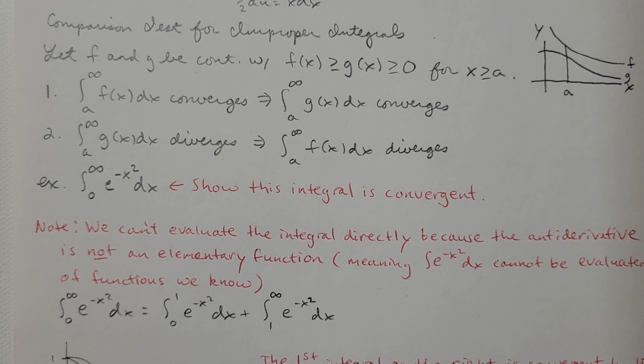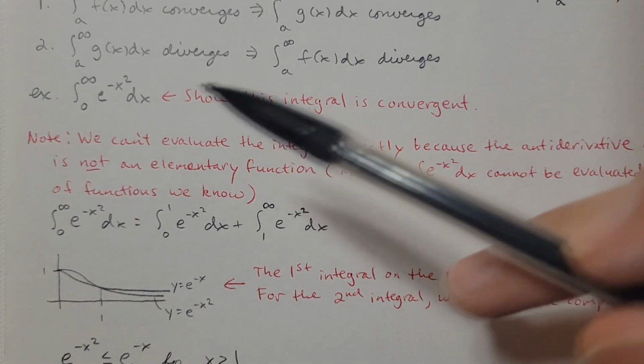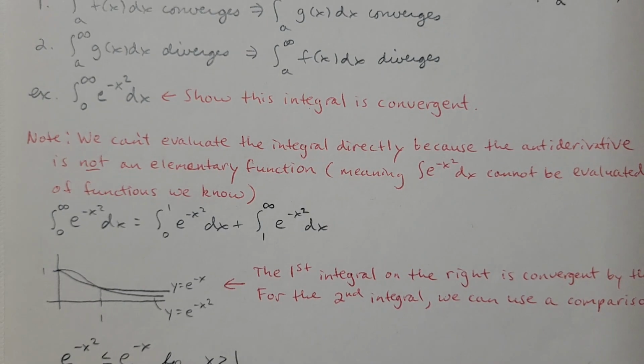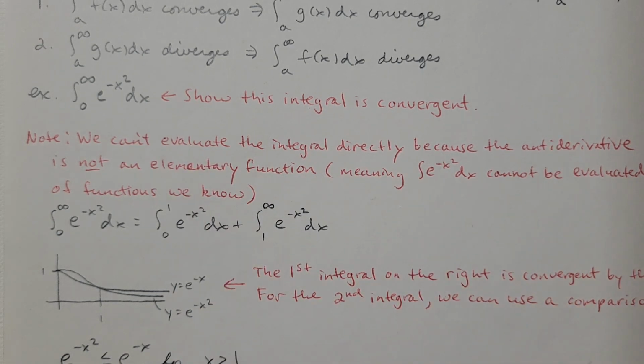So as an example, I got two examples here, but for this first example, we're going to show that the integral going from 0 to infinity of e to the negative x squared dx is a convergent integral. Now, this is an important integral in statistics. If I look at the curve y equals e to the negative x squared, that would be the famous bell curve that we see in statistics.